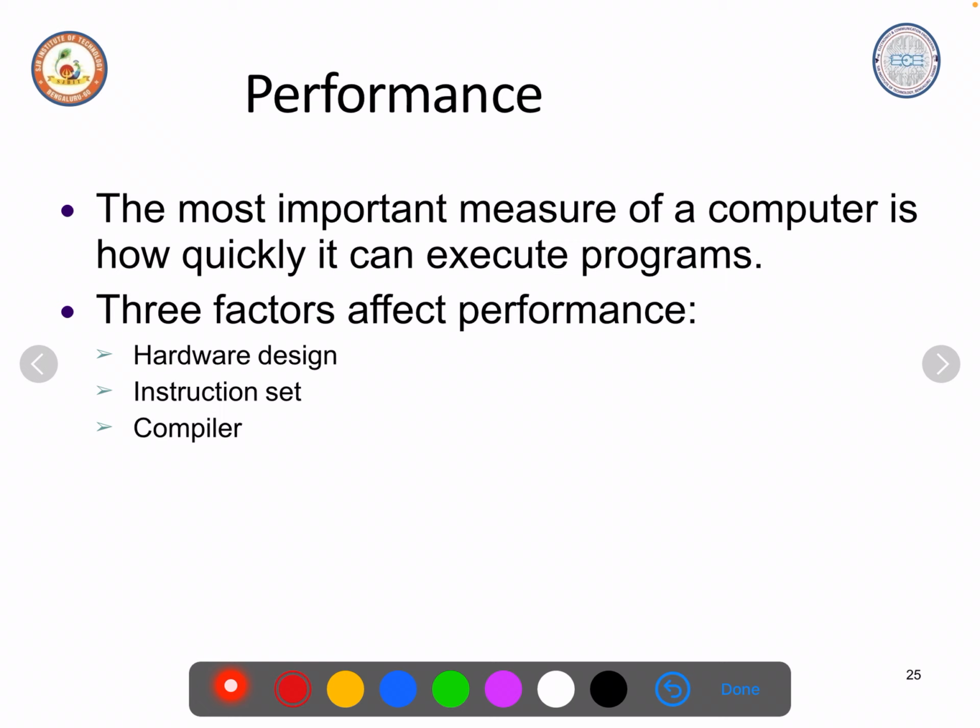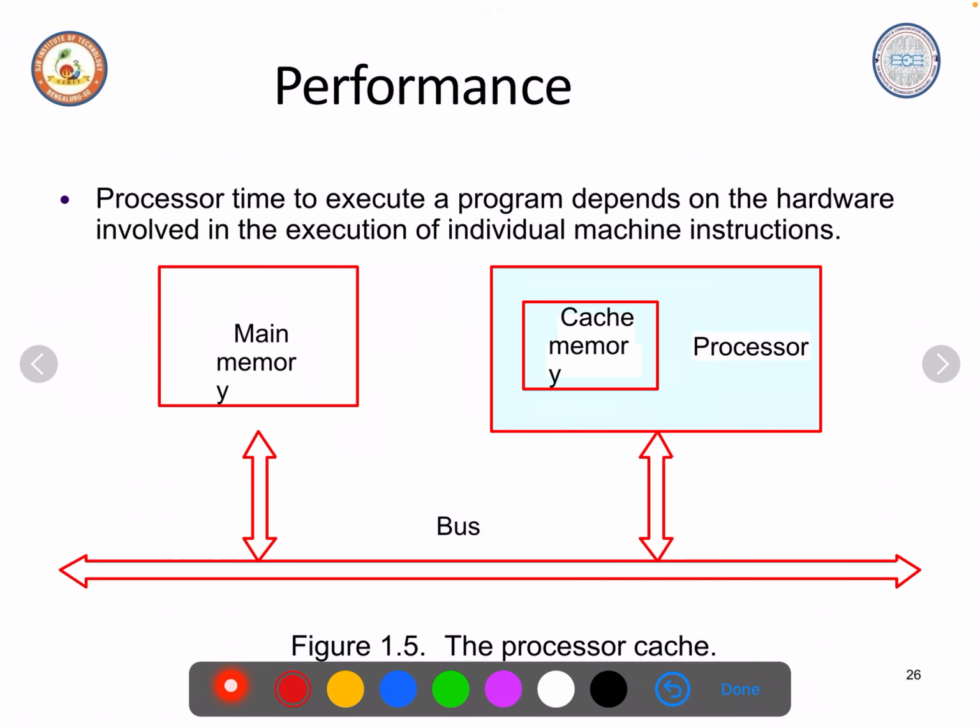So majorly it depends upon 3 factors. One is the hardware, another one is the instruction set, and another one is the compiler. So these 3 will decide the performance of a computer. Coming to the performance, again you can observe the processor and cache. That is, you have a main memory, and in the processor associated with that is a cache memory, and it is interconnected through a bus.